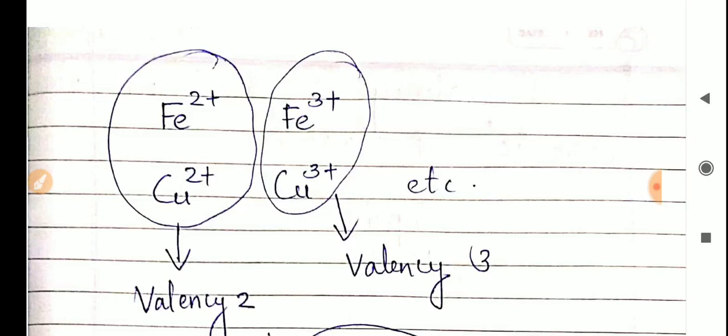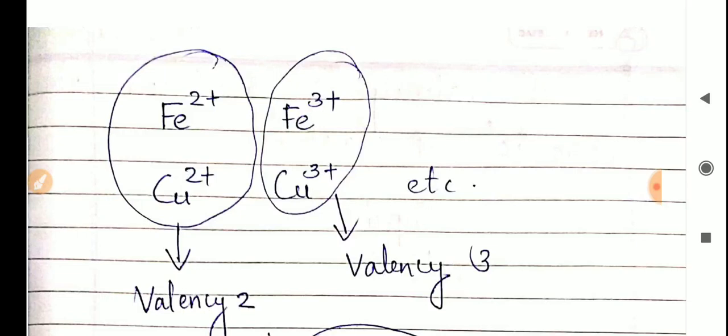Valency means the total number of electrons that an atom can lose, gain or share during a chemical reaction. When an atom loses electrons, which charge will it get? Positive charge. When an atom gains electrons, which charge will it get? Negative charge. The positive charge is known as cation and the negative charge is known as anion.